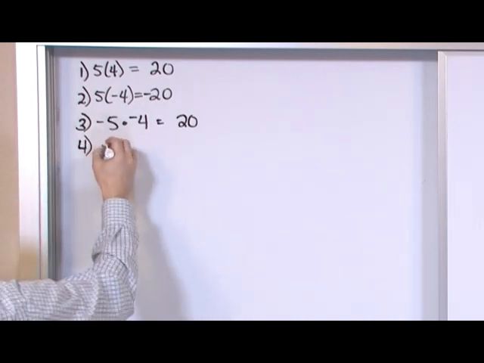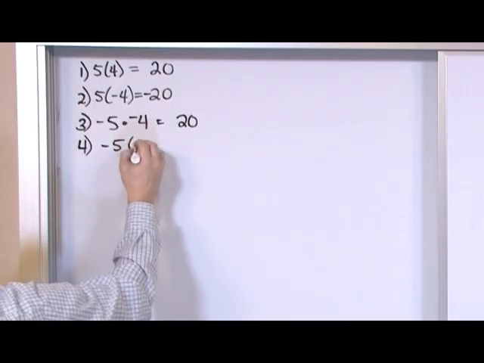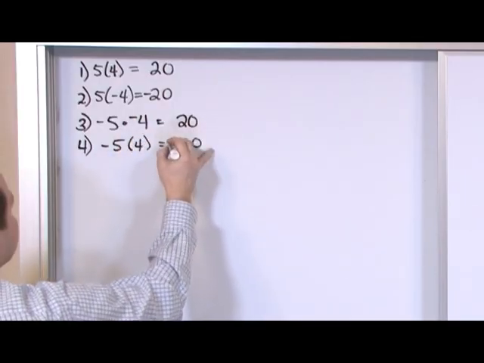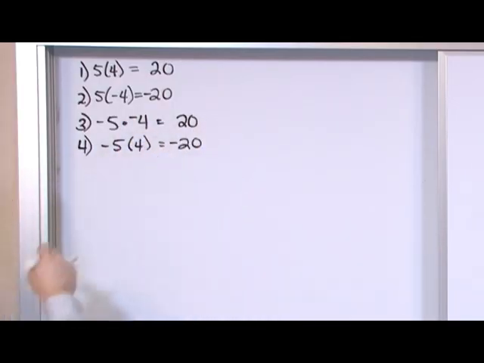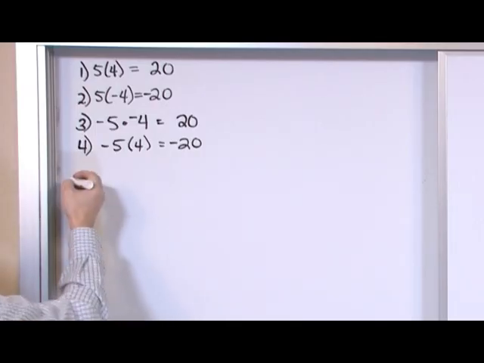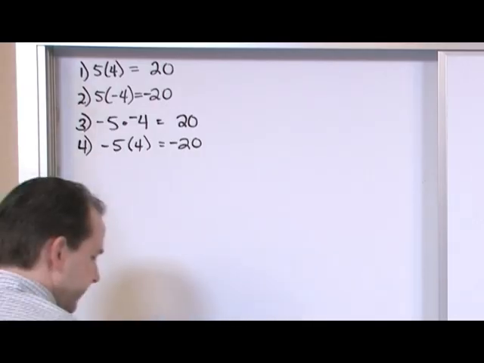Number 4, let's say negative 5 times 4. Again, 5 times 4 is 20, and the signs are different, so we're going to have a negative sign in the answer. So really, it's just a few little things to remember, and after that, you're really in good shape.